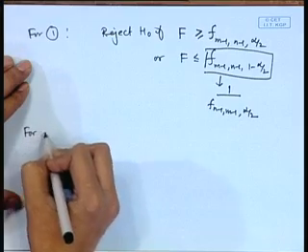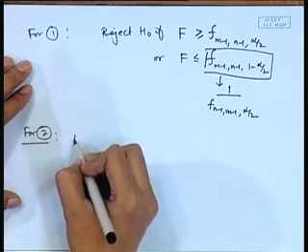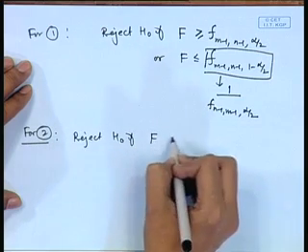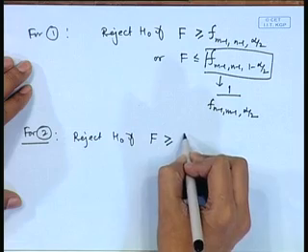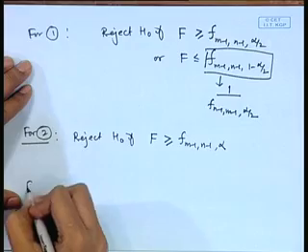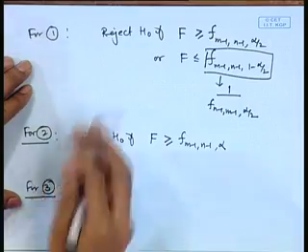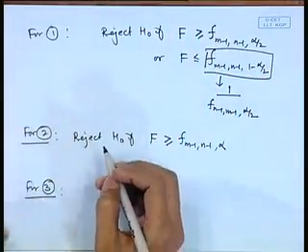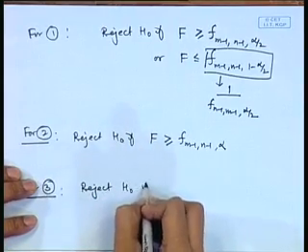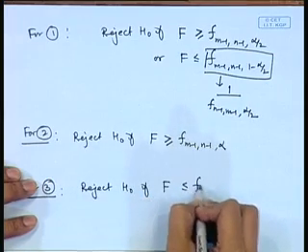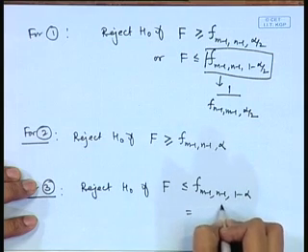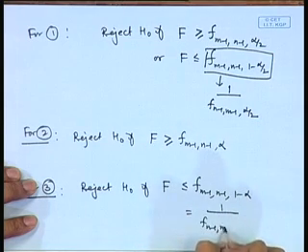For the hypothesis 2, the rejection region will be: reject H naught if F is greater than or equal to F m minus 1, n minus 1, alpha. For the hypothesis testing problem 3, that is sigma 1 square less than sigma 2 square as the alternative, we will be rejecting H naught if F is less than or equal to F m minus 1, n minus 1, 1 minus alpha, which is equal to 1 by F n minus 1, m minus 1, alpha.